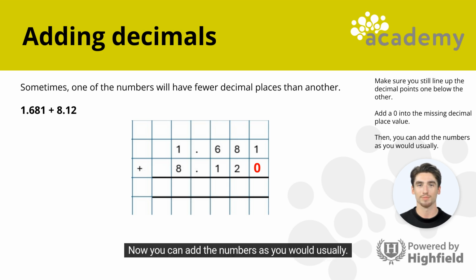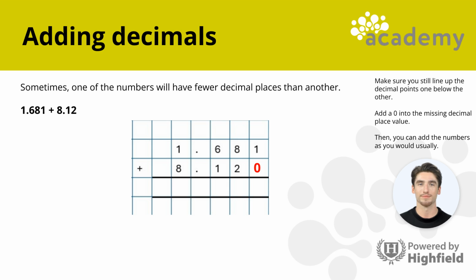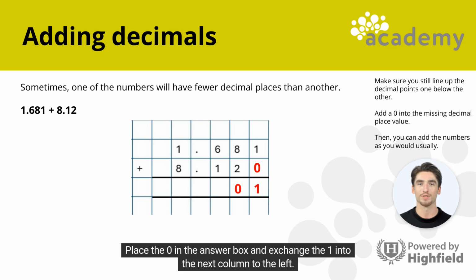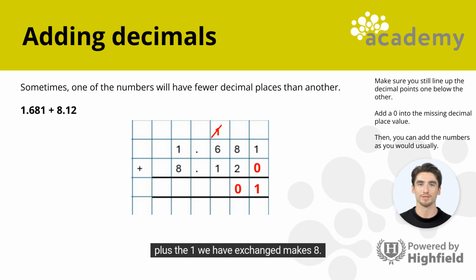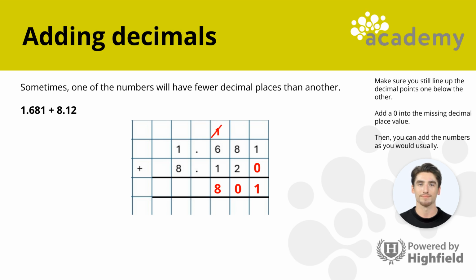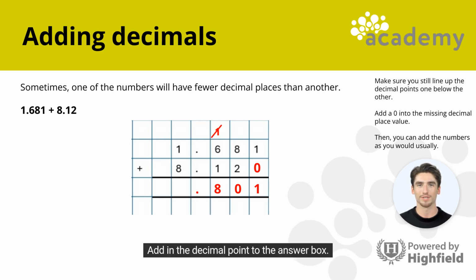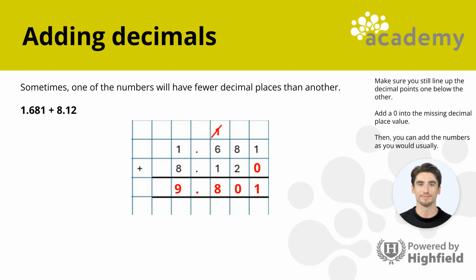Now you can add the numbers as you would usually. Start at the far right. 1 plus 0 equals 1. 8 plus 2 equals 10. Place the 0 in the answer box and exchange the 1 into the next column to the left. 6 plus 1 equals 7, plus the 1 we have exchanged makes 8. Add in the decimal point to the answer box. 1 plus 8 equals 9. The answer is 9.801.